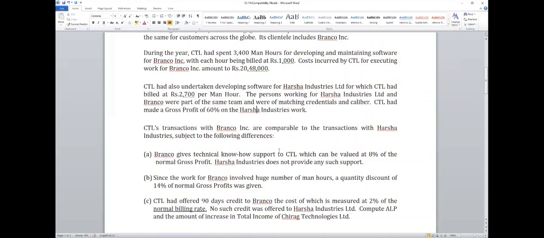CTL had made a gross profit of 60% on Harsha Industries work. Students, do you understand this? Now this is details about what? An unrelated party, billing 2,700 per man hour. Same people, same team, of matching credentials and caliber. We would have used the same people. But here you are billing 1,000 rupees per hour, and here 2,700. Then they say CTL had made a gross profit of 60% on the Harsha Industries work. Can you explain this?